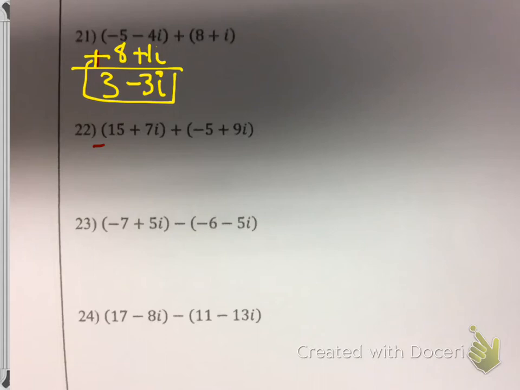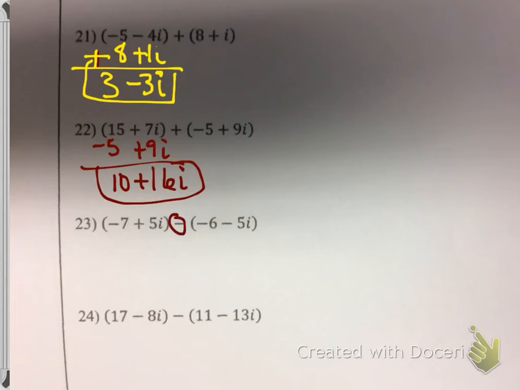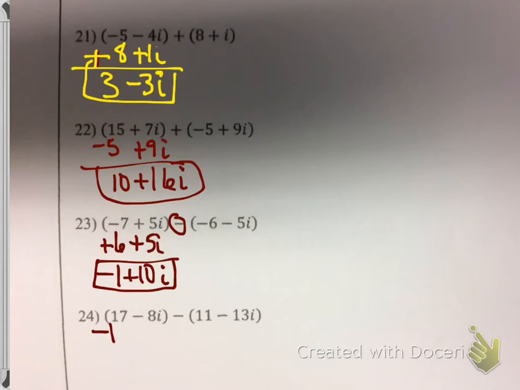15 minus 5, so I'm going to put here negative 5 plus 9i. 15 minus 5 is 10. 9 plus 7 is 16i. Okay, so when I have a minus, though, notice that the signs will change. So as I move the 6 under, I'm going to say plus 6 and plus 5i. Negative 7 plus 6 is negative 1 plus 10i. Remember, when the signs are different, you will take away. When the signs are the same, you will add. And you can type it in the calculator as negative 7 plus 6, and it should give you the right answer. 24, I'm going to say minus 11 plus 13i.